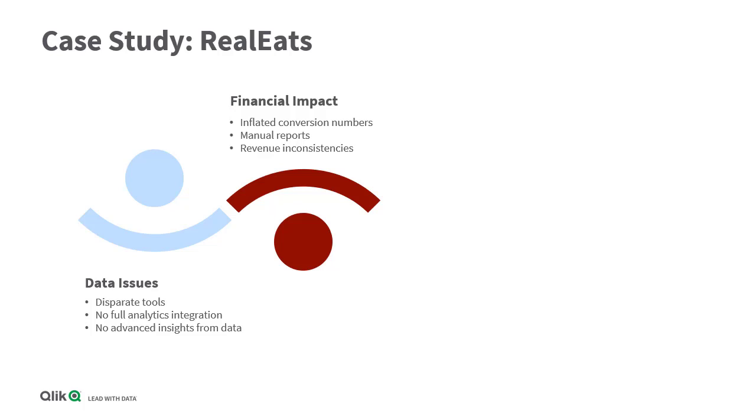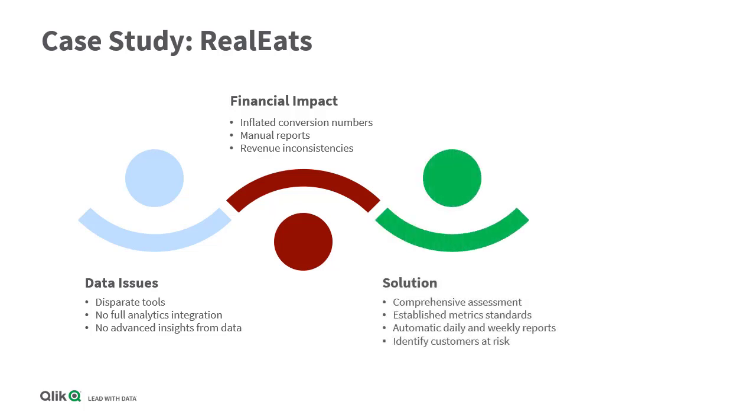Additionally, they had to manually aggregate marketing data into reports, which can be error-prone. Real Eats did a comprehensive assessment of their business. They established metric standards for all their marketing campaigns. They can now identify customers who are at risk and take action. Additionally, they have automatic daily and weekly reports to track their business.